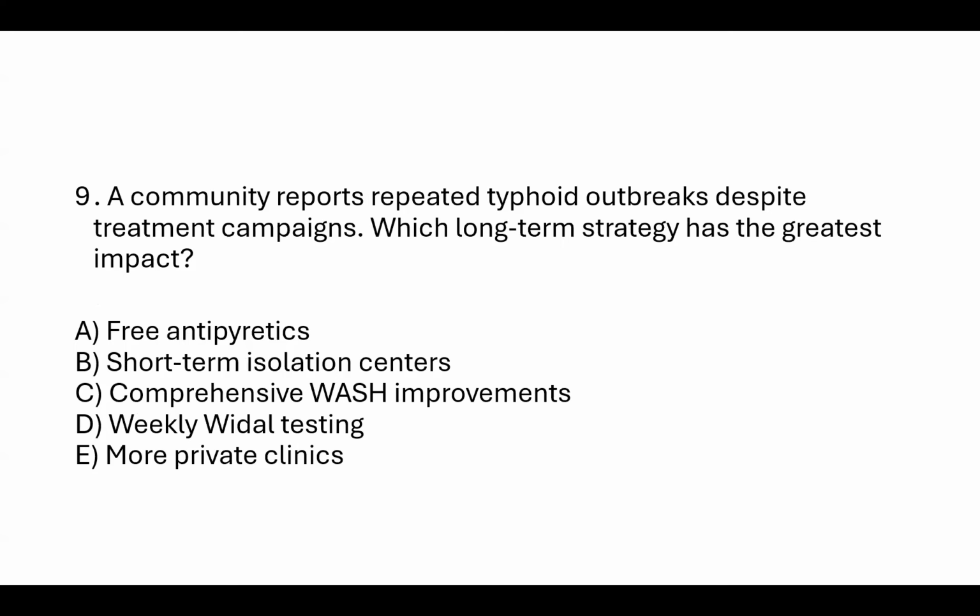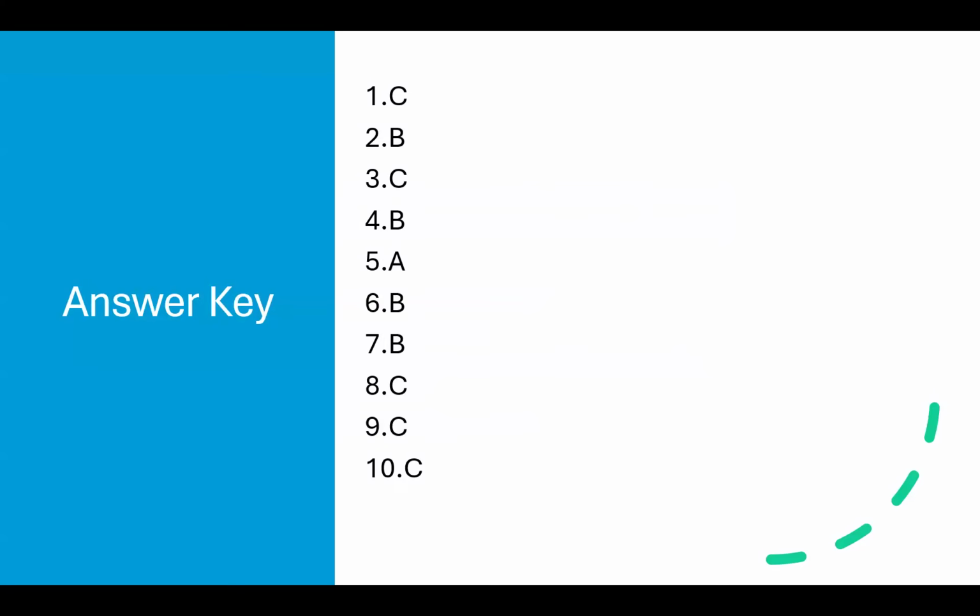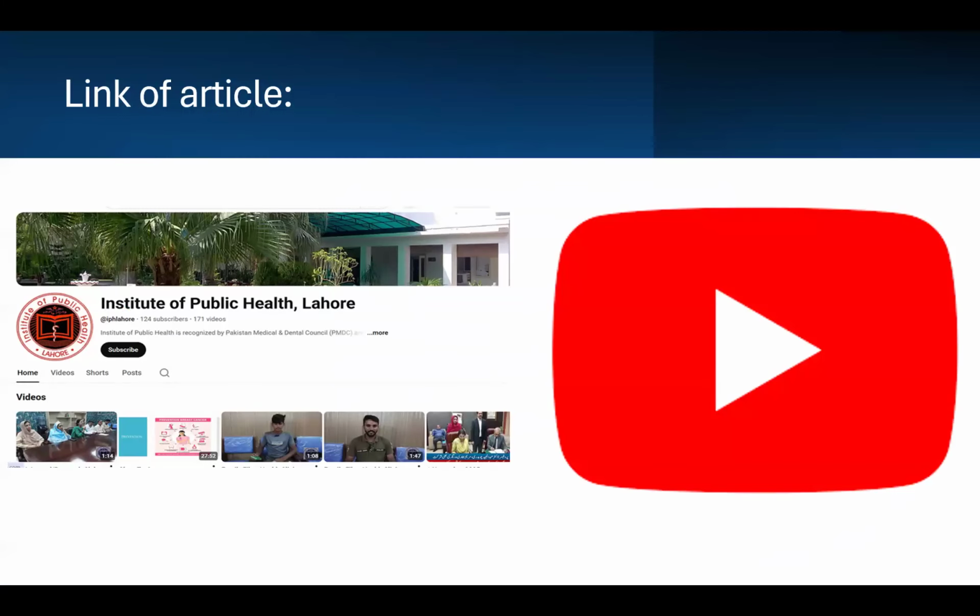A community reports repeated typhoid outbreaks despite treatment campaigns. Which long-term strategy has the greatest impact? Free antibiotics, short-term isolation centers, comprehensive WASH improvements, weekly Widal testing, or more private clinics. C. Yes. A mother asks why her vaccinated child still needs hand washing education. What is the best response? Vaccination gives 100% protection. Typhoid spreads only by water. Vaccination reduces but does not eliminate risk. Hand washing is optional. Hand washing protects only adults. C. Yes. So, this is the answer key, and the video will be uploaded on our YouTube channel.